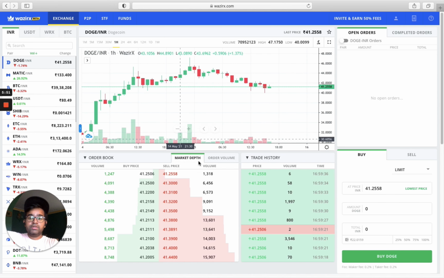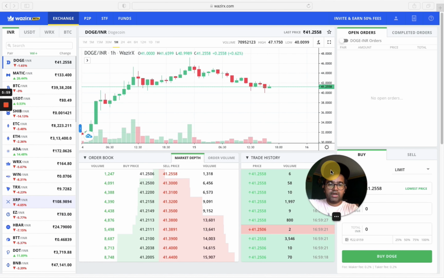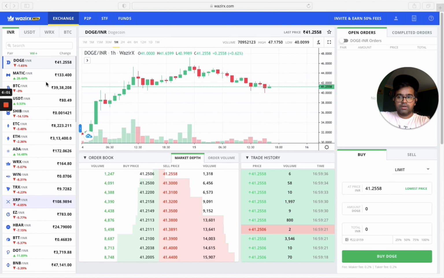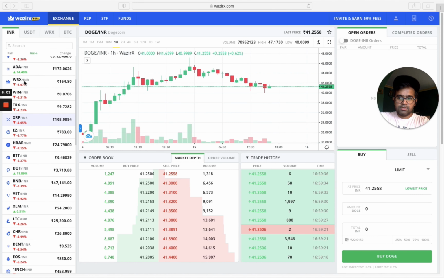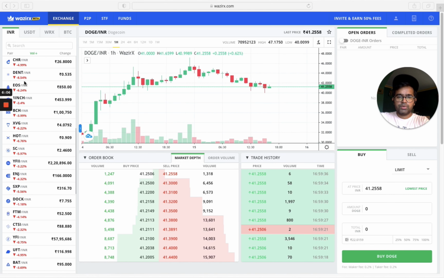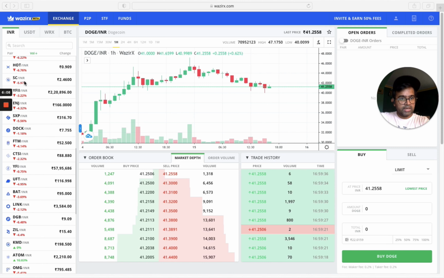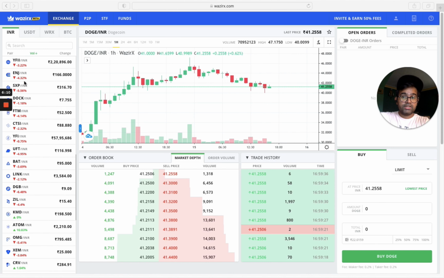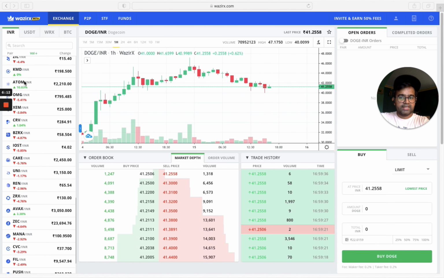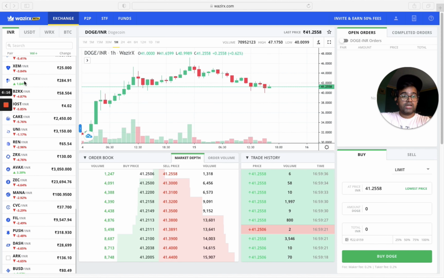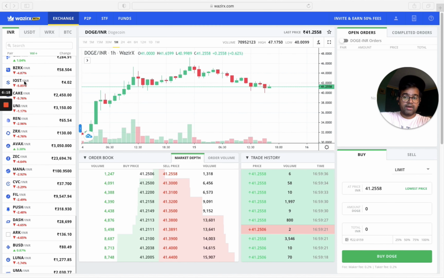So let's say, for example, I'm trying to buy. Let me not talk about Doge right now. I'll just show you all the coins that you have in a crypto exchange. At WazirX, there's a good number of coins to start with, but there are more international exchanges which have many more coins. But I think for beginners to start with, it's your choice. You could start with something small and then build your way up.